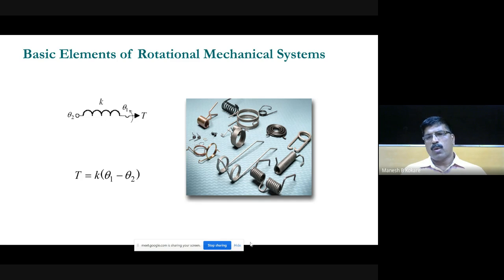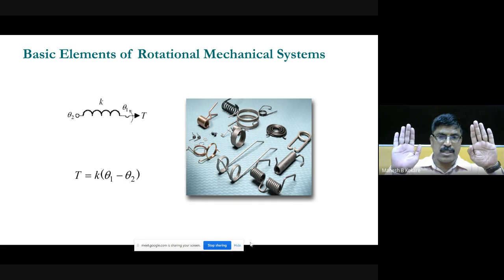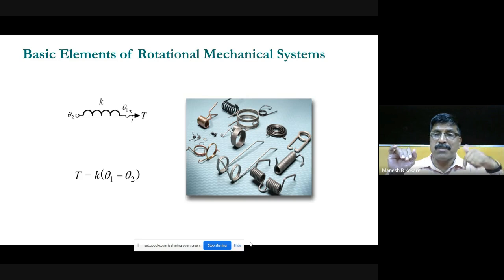In the translational mechanical system, there was a force, whereas in the rotational mechanical system, there will be a torque. In the rotational mechanical system, angular displacement is represented by theta, whereas in the translational mechanical system, displacement was represented by x.